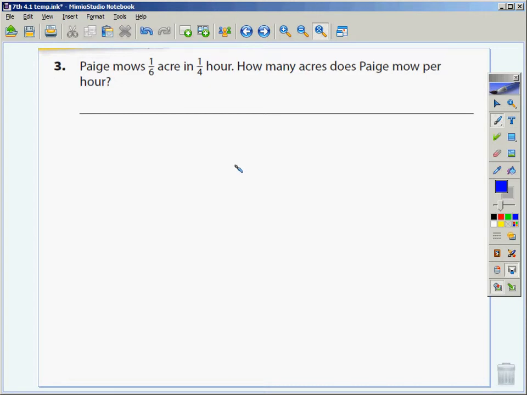Where it says your turn, number 3, page 119. The nice thing about unit rates is it tells you which way you're going to have to set things up. They're asking me to find a unit rate. It says Paige mows 1/6 of an acre in a quarter of an hour. How many acres does Paige mow per hour? So they want the acres on the top and they want the hours on the bottom. So they're saying 1/6 of an acre divided by 1/4 of an hour.